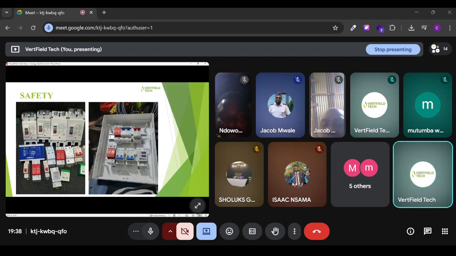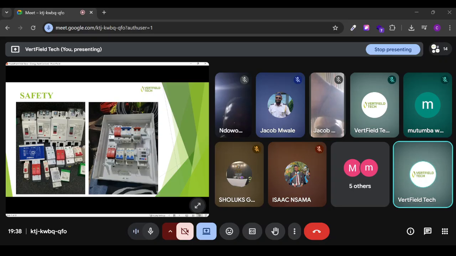On my screen are the safety tools and gadgets. Most of you are very familiar with it. These are your breakers, your fuse, your surge, your changeovers. What is this? Automatic changeover. You also have your other gadgets there. Voltage monitors are there. For the breakers, do you know there are various types of breakers? There are various classes of breakers, and there are various sizes of breakers. In this training, we are going to walk you through that process.